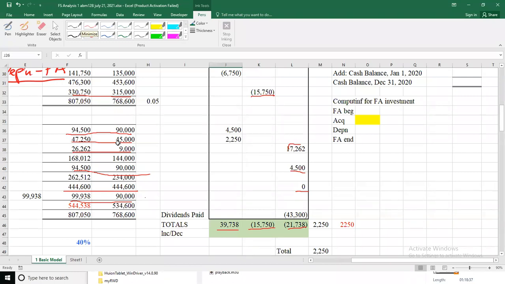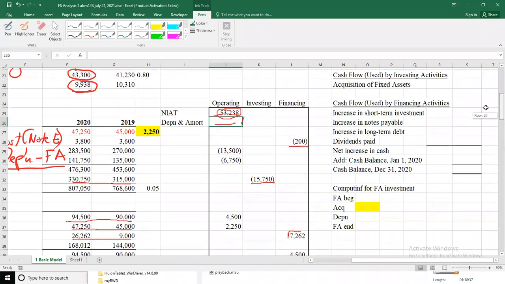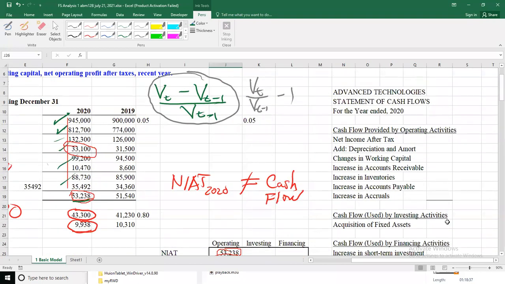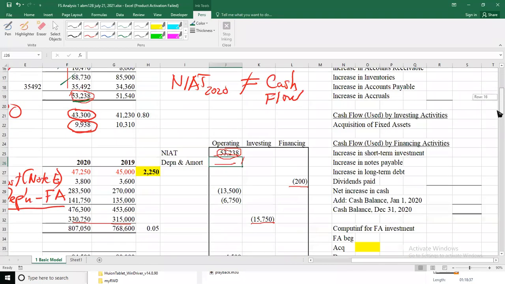All right, so we're ready now to construct the statement of cash flows. Let's have a quick review lang na ginawa natin. Ginagawa natin to as a template lang. Hindi ito yung formal statement of cash flows, which we're going to do later on.